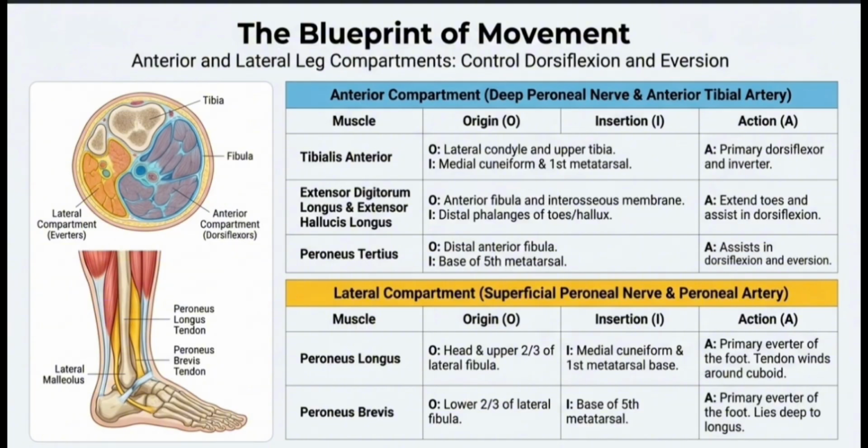Conversely, the lateral compartment contains the primary foot evertors, the peroneus longus and peroneus brevis. This smaller compartment is regulated by the superficial peroneal nerve, drawing its blood supply from perforating branches of the peroneal artery. Together, these compartments prevent foot drop and optimize ground clearance.